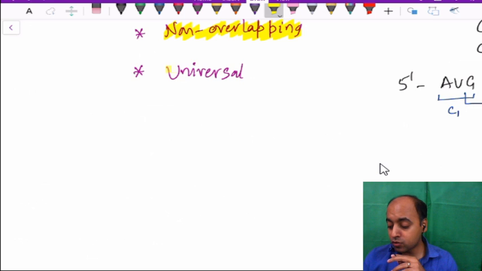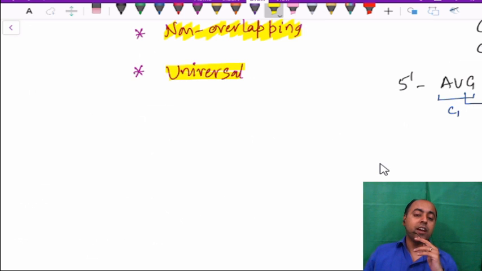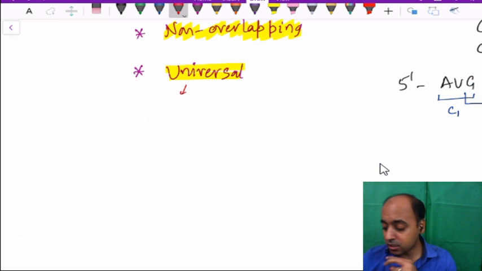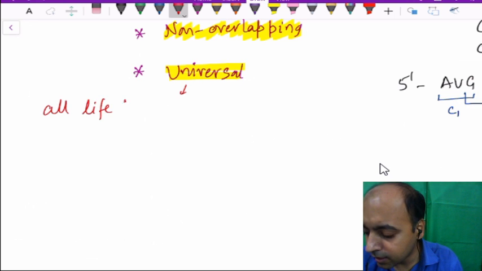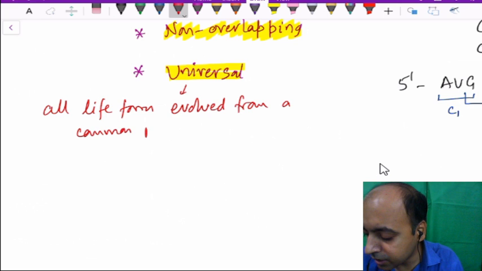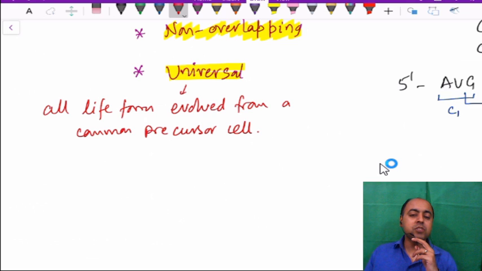And lastly, the genetic code is universal, meaning in all the life forms on the planet Earth, we'll find the same translation for a particular genetic code. This is an indication that all life forms have evolved from a common precursor cell. The genetic code may be different in alien life forms if they have developed from a different precursor cell, obviously, but the fact that the genetic code is universal in all life forms on the planet Earth implies that all life forms have evolved from a common precursor cell, and that is why we have the same genetic code or translation in all the life forms on the planet.